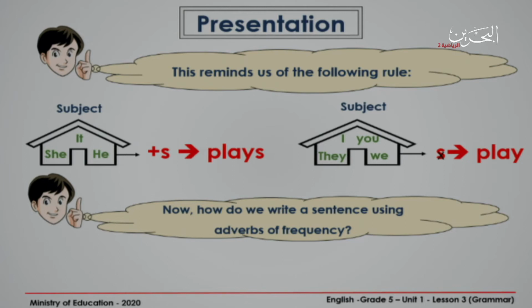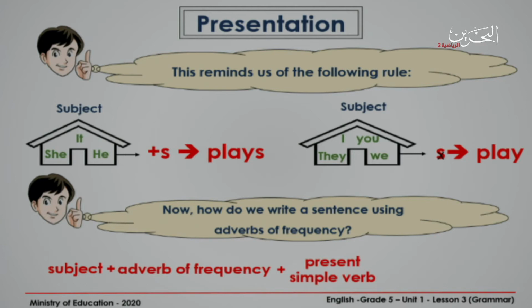Now, how do we write a sentence using adverbs of frequency? Do you remember the traffic lights? One more time. We start with the subject, excellent, and then the adverb of frequency. Now you know 3 adverbs of frequency. What are they? They are always, sometimes, and never. Excellent. Then you add the verb, and it should be in the present simple tense. And finally, you complete the sentence.